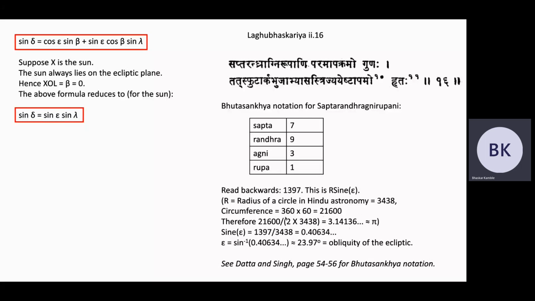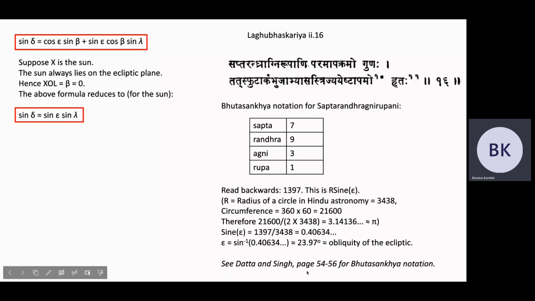When you substitute the value of the radius, which is 3438, and divide 1397 by the radius, you get the sine of that particular angle, which is 0.40634. When you take the inverse sine, sine inverse 0.40634, it is approximately equal to 23.97 degrees. This is the value for the obliquity of the ecliptic which was taken in Hindu astronomy. So Sapta Randhragni Rupani is the R sine of the obliquity of the ecliptic.